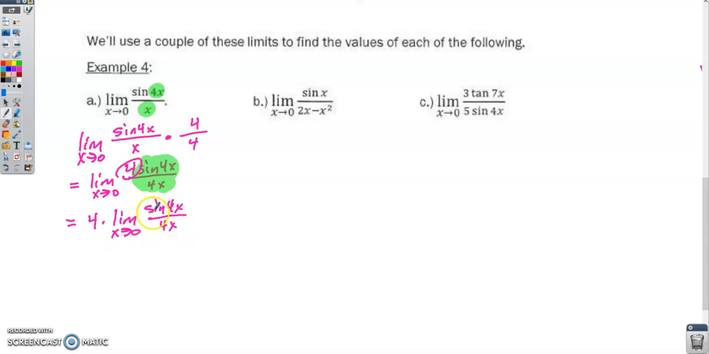And now I know that this limit is 1, and so the value of our limit here is going to be 4. Okay. Let's look at part B here.